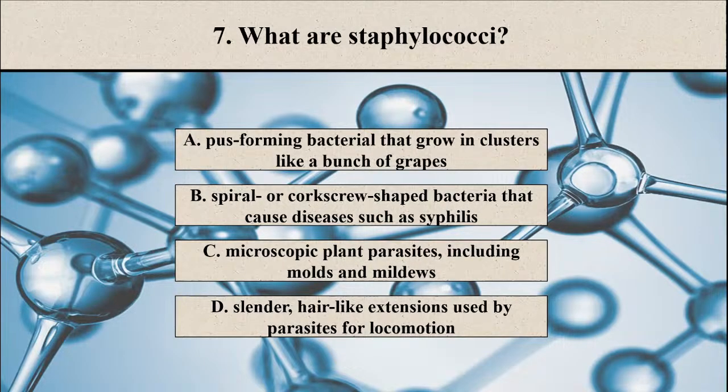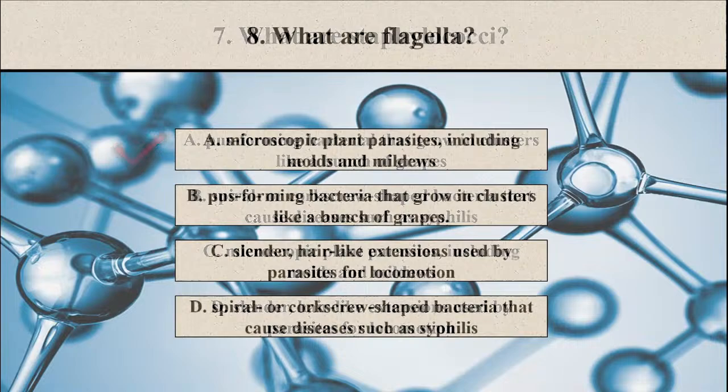What are staphylococci? Pus-forming bacteria that grow in clusters like a bunch of grapes. Spiral or corkscrew-shaped bacteria that cause diseases such as syphilis. Microscopic plant parasites including molds and mildews. Slender, hair-like extensions used by parasites for locomotion. If you chose A, pus-forming bacteria that grow in clusters like a bunch of grapes, you are correct.